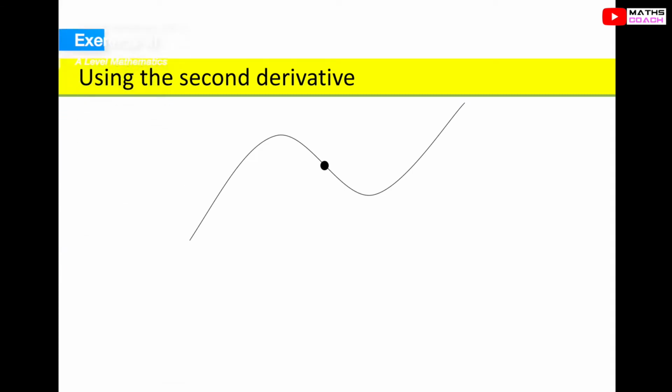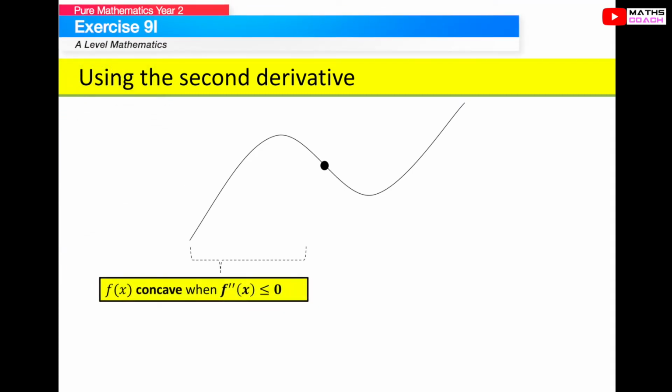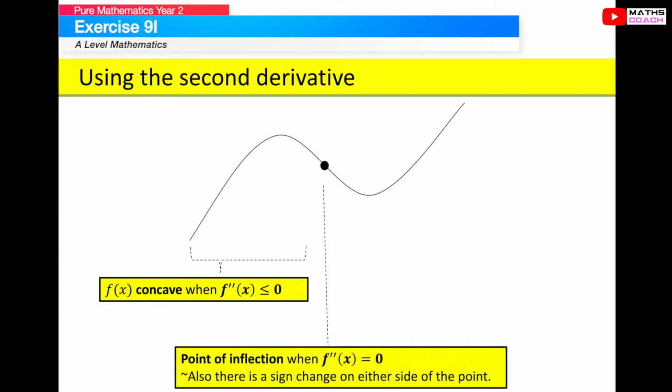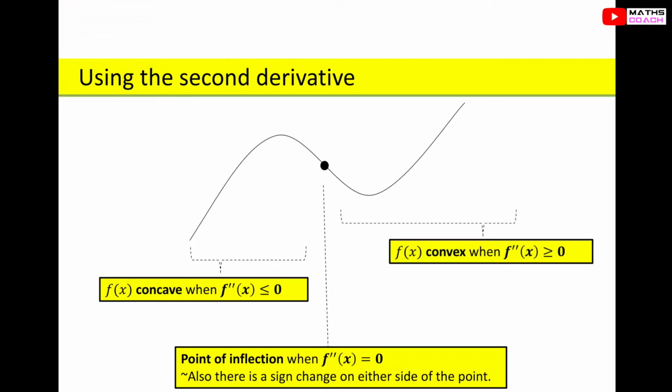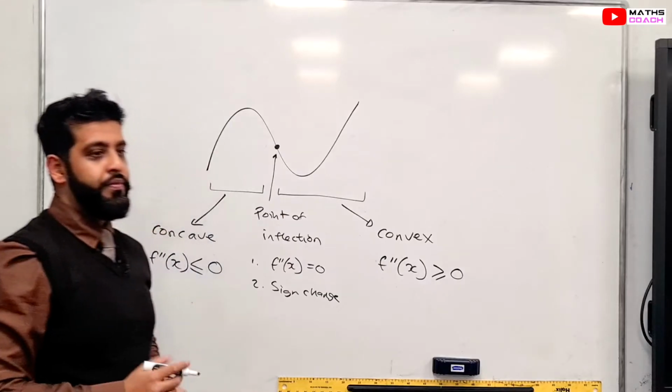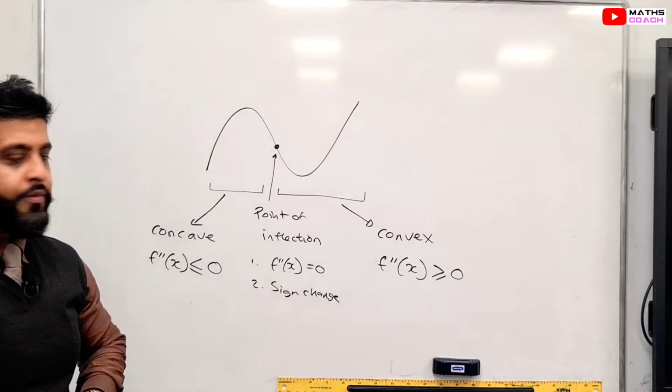So using the second derivative. In PM1, you've had an exposure when we differentiate something twice. We say we find d squared y over dx squared. Okay, so just a quick reminder. All right, so copy that down.